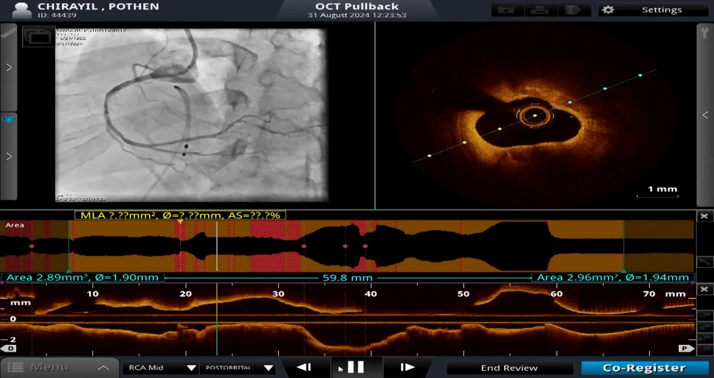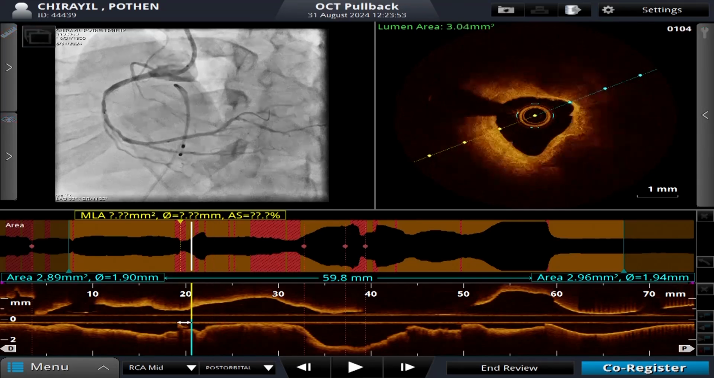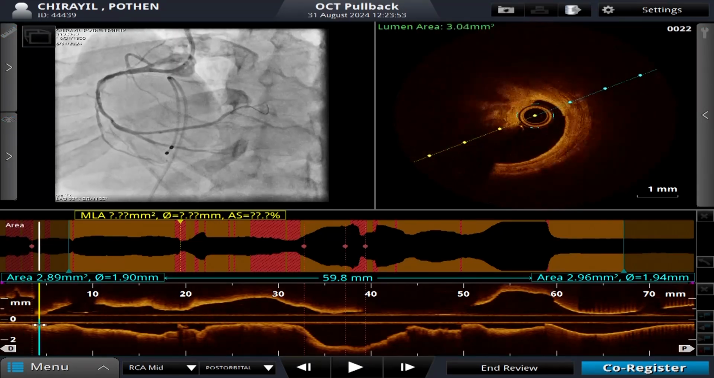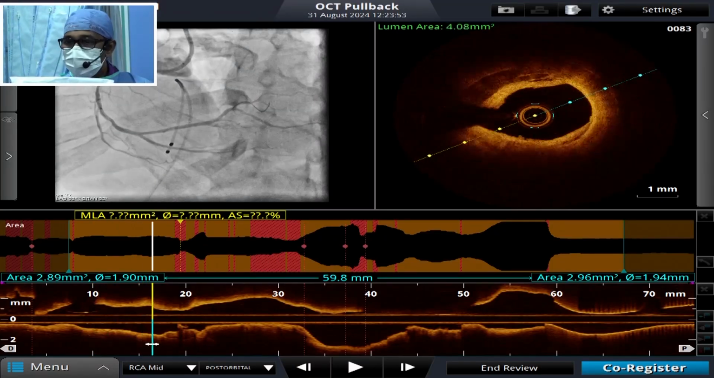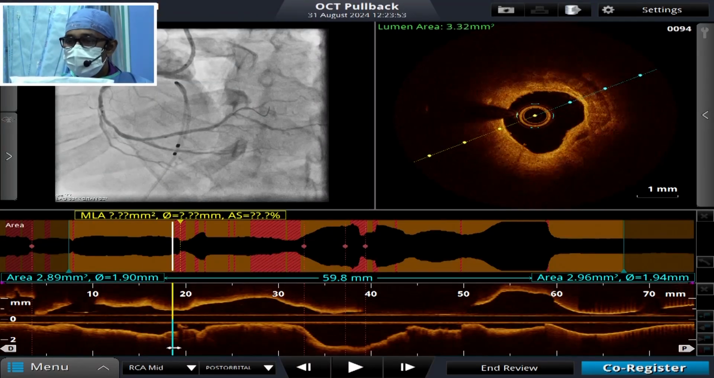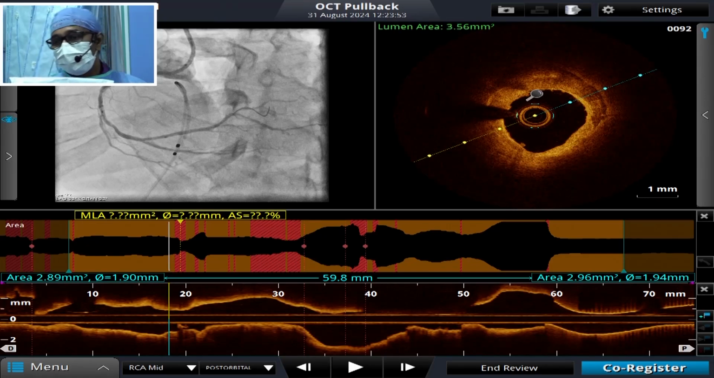So this is probably where we didn't touch these particular areas. As we come more proximally, you can see calcium at the 12 o'clock position, and in this particular area probably some polishing has been done. That's the reason you're seeing these small intimal tears and intimal breaks.